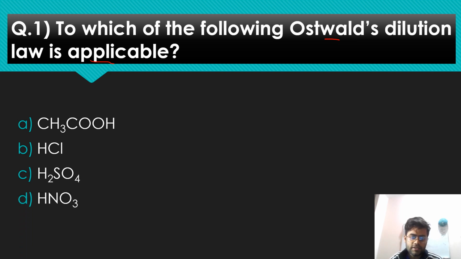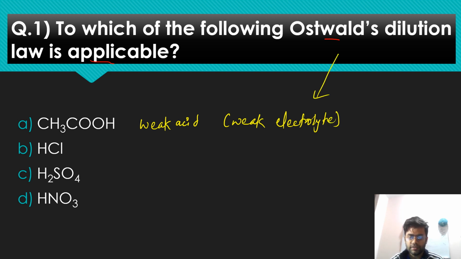Among these, CH3COOH is a weak acid. Yes, a weak acid acts as a weak electrolyte, and we know that Ostwald dilution law is only applicable for weak electrolytes. Whereas HCl, H2SO4 and HNO3 are strong acids and act as strong electrolytes. So the right answer is A.